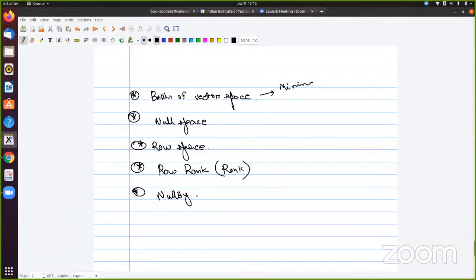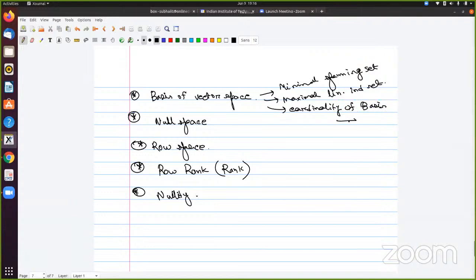So a minimal spanning set, or maximal linear independent set, anyone you can use, and the cardinality of it is called basis, right? Cardinality of basis is called dimension. Okay, great. Null space of a matrix. So this is also equal to rank. Cardinality of basis is the rank finally.